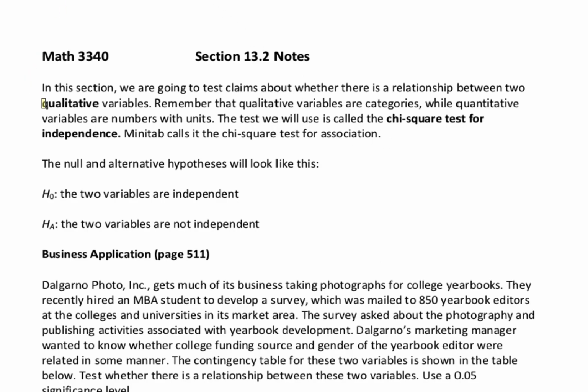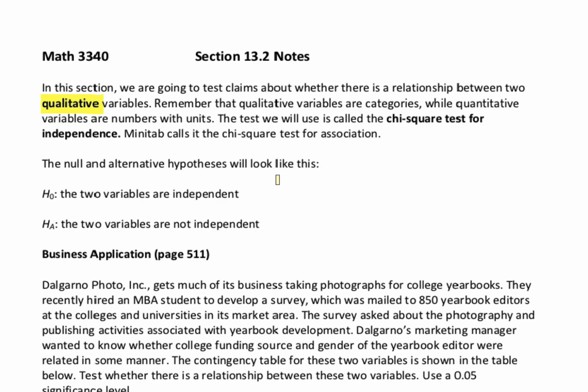You might remember from the very beginning of Stats 1 the difference between qualitative and quantitative variables. Qualitative variables are categories, or words, and quantitative variables are numbers with units. So when we're doing things like finding the mean and the standard deviation, we're working with quantitative data because those are numbers. Qualitative variables are responses that are words.